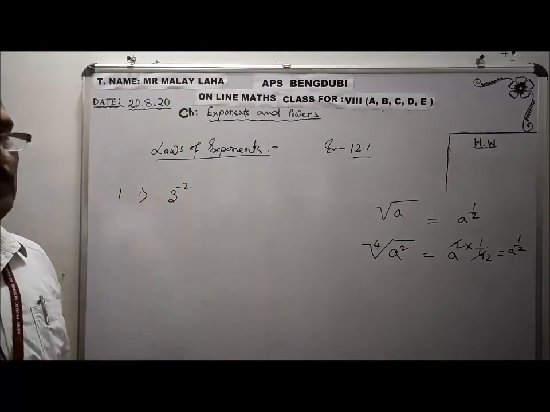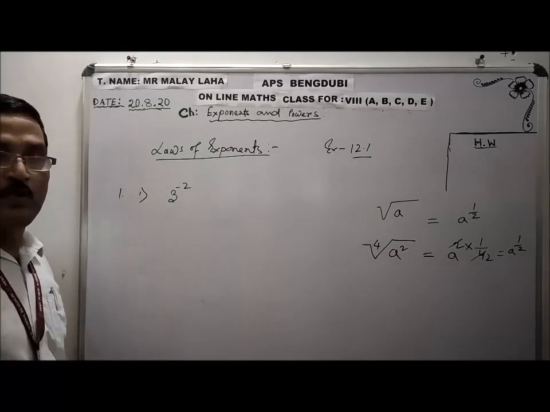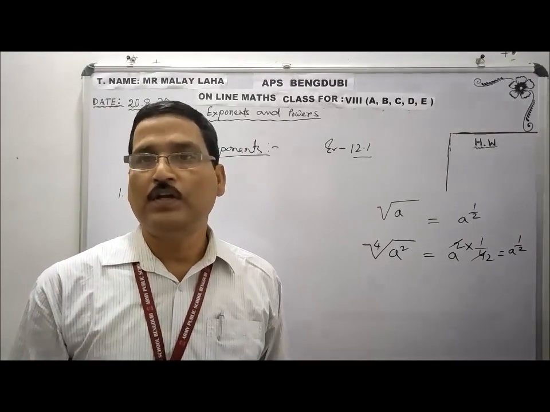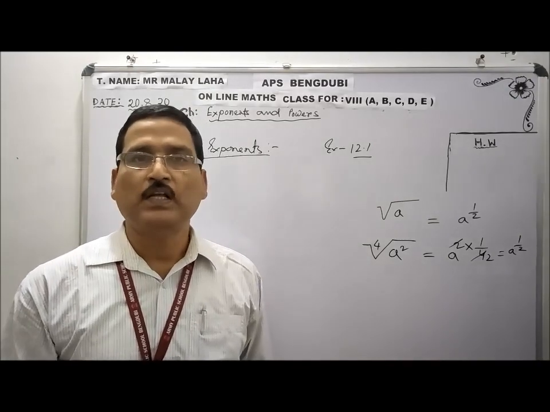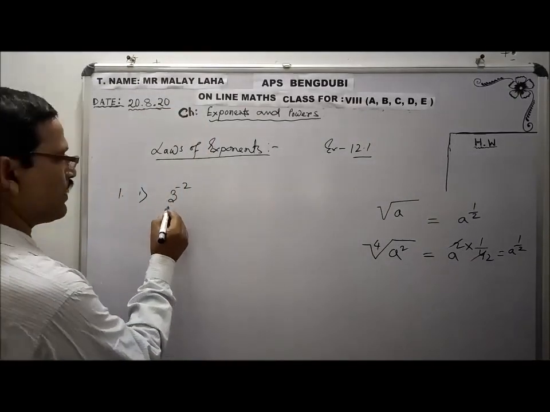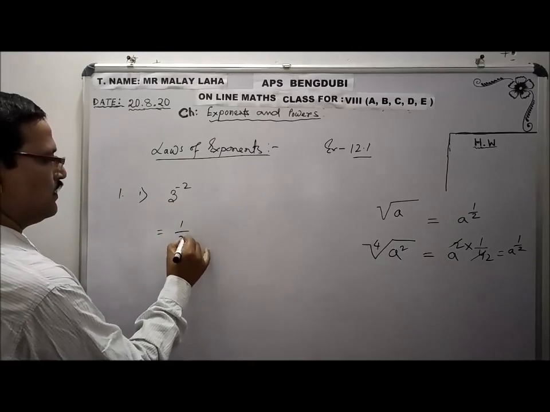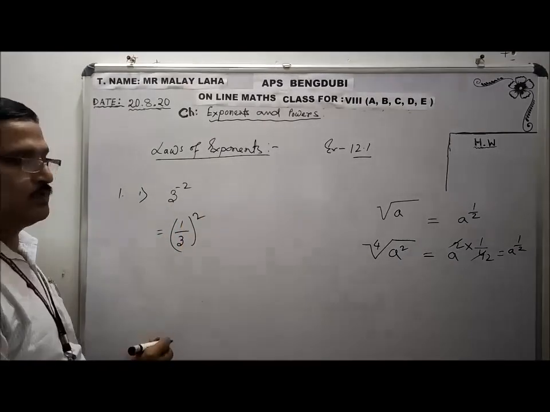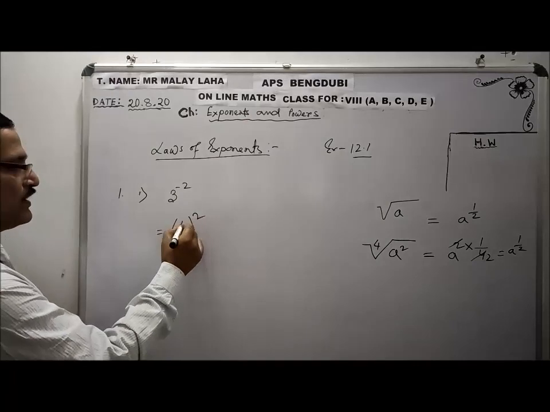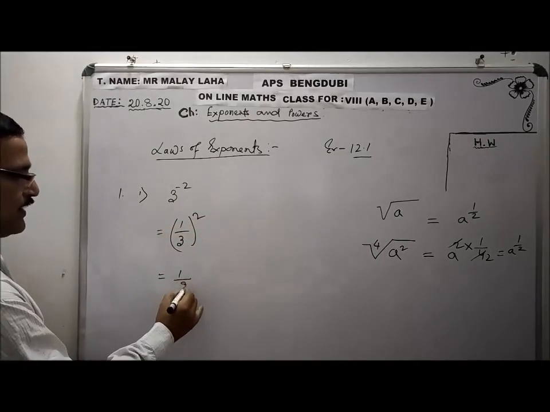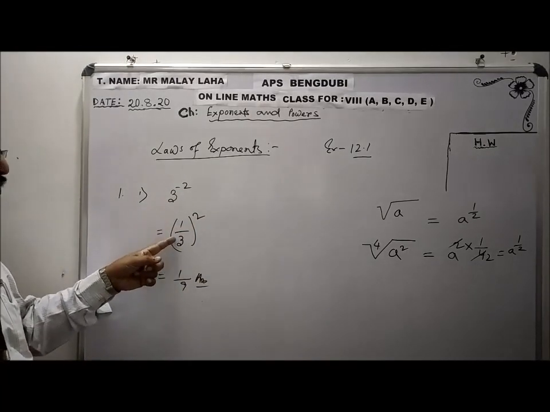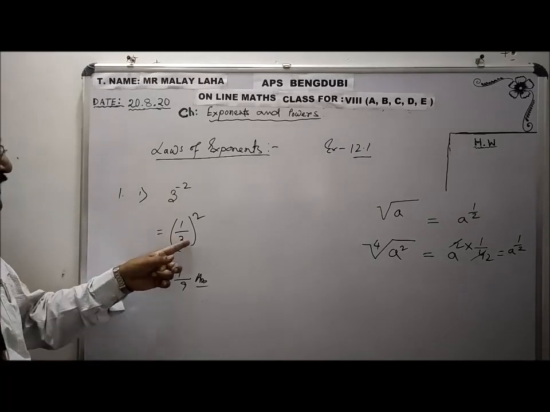Now here, find the value. What is the power? -2. So I told you, when the power is negative, I cannot find the value. We have to make it positive. How? I have shown the laws. A negative power we convert into a positive one. Then we have to reciprocate the base. 3 can be written as 1 by 3. 1 by 3 raised to positive 2. So 1 square is 1, 3 square is 9. Answer. Got it? So for a negative exponent, first convert it into positive by reciprocating the base, and after that get the value.